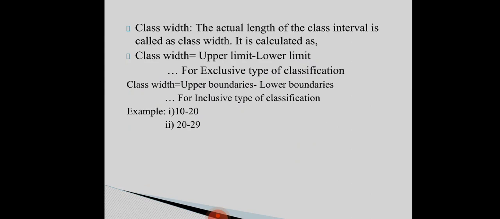Next definition, class width. The actual length of the class interval is called the class width. For the exclusive type of classification, class width is upper limit minus lower limit, and for the inclusive type of classification, class width is equal to upper boundary minus lower boundary. For example, class 10 to 20. Here 10 is the lower limit and 20 is the upper limit. So 20 minus 10 is equal to 10. This is the class width.